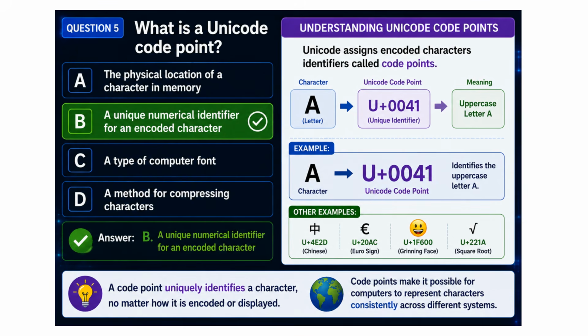Other characters have their own code points too, such as Chinese characters, currency symbols, emoji, and mathematical symbols. So, a code point is not a memory location, and it is not a font or a compression method. It is simply a unique identifier for a character. Therefore, the correct answer is B. A unique numerical identifier for an encoded character.